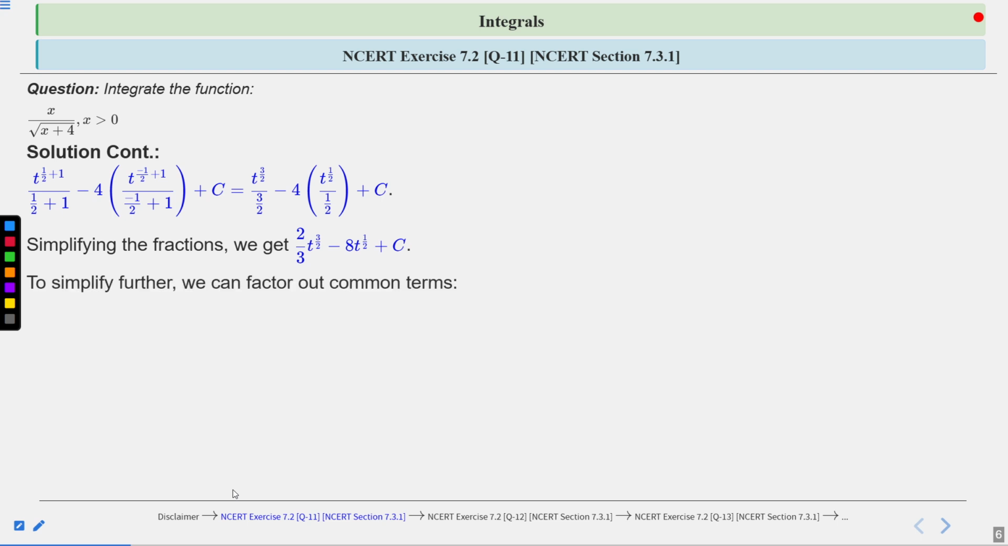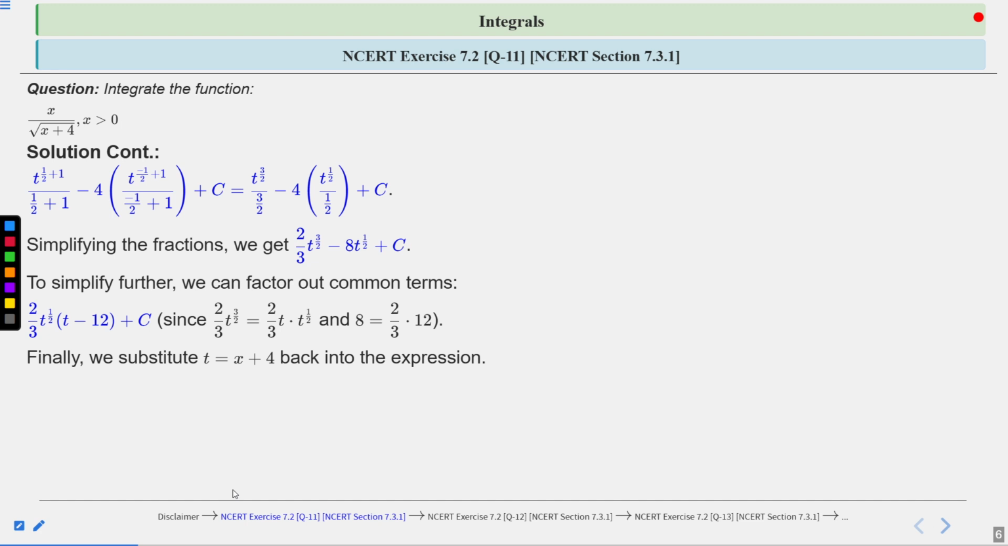Now to simplify further, we can factor out common terms. So the integral will be 2 by 3 t to the power 1 by 2 into t minus 12, plus c. Clear? Since 2 by 3 t to the power 3 by 2 is equal to 2 by 3 t into t to the power 1 by 2, and 8 is basically 2 by 3 into 12, because 3 fours are 12. So 8 is equal to 2 by 3 into 12, right?